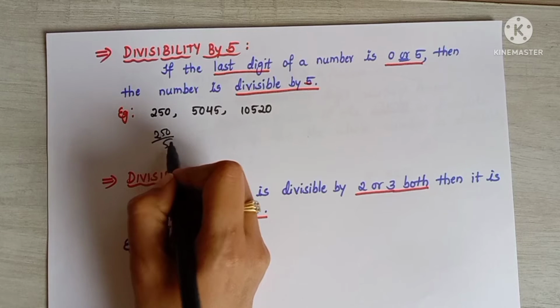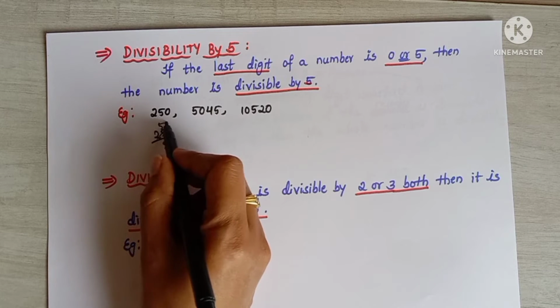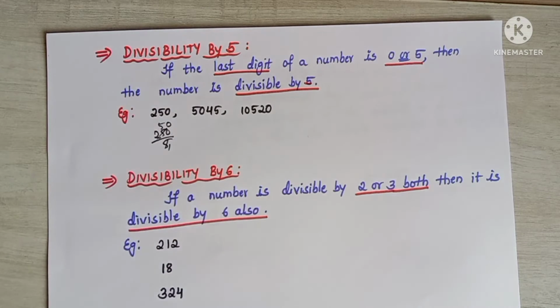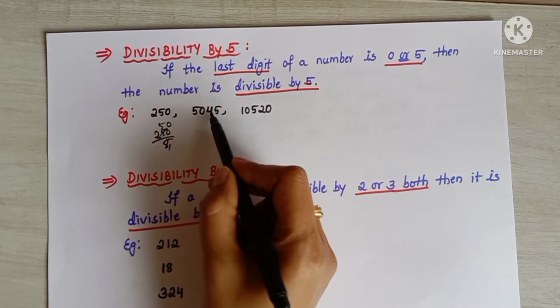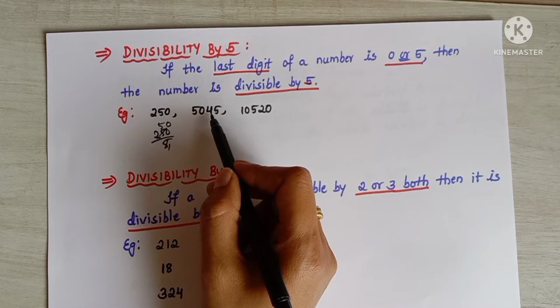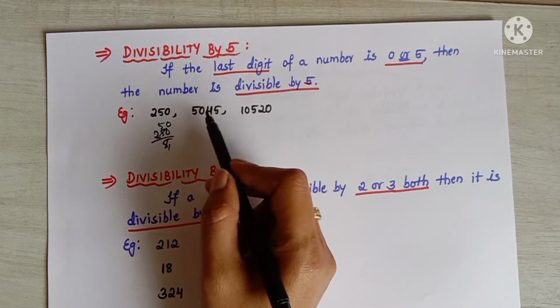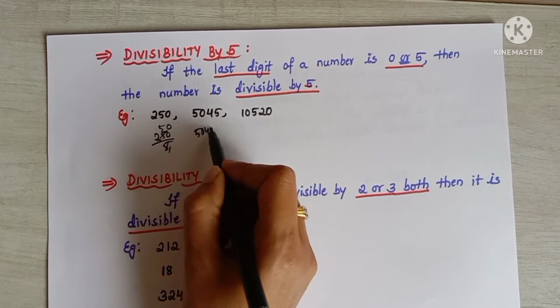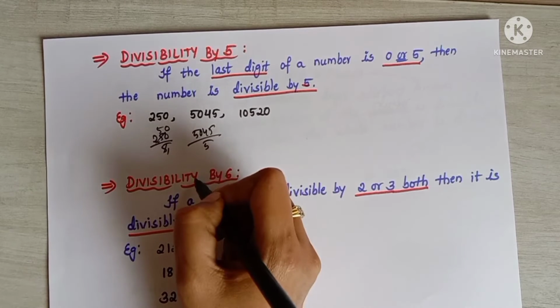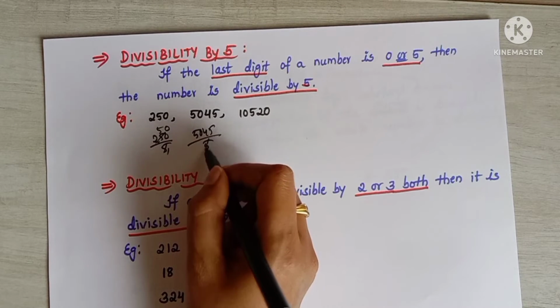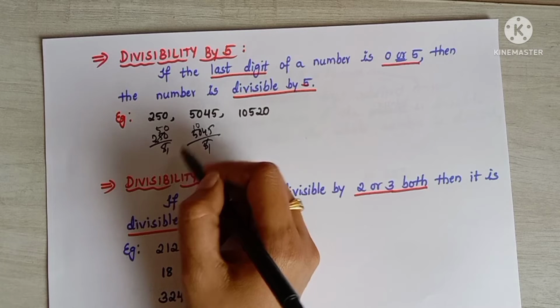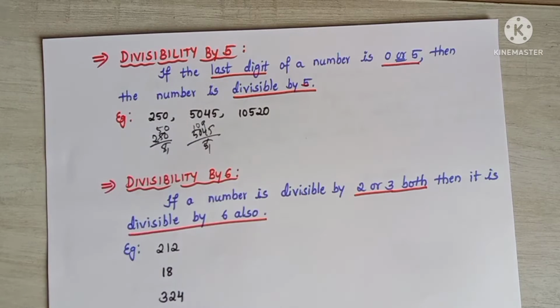250 divided by 5. 5 ones are 5, 5 fives are 25, this will be 0. Therefore, 250 is divisible by 5. Let us take another example, 5045. Its last digit is 5. It means it should be divisible by 5. Let us cross check 5045. Let us divide it by 5. 5 ones are 5, this will be 5 zeros are 0, 5 nines are 45. Therefore, 5045 is divisible by 5.